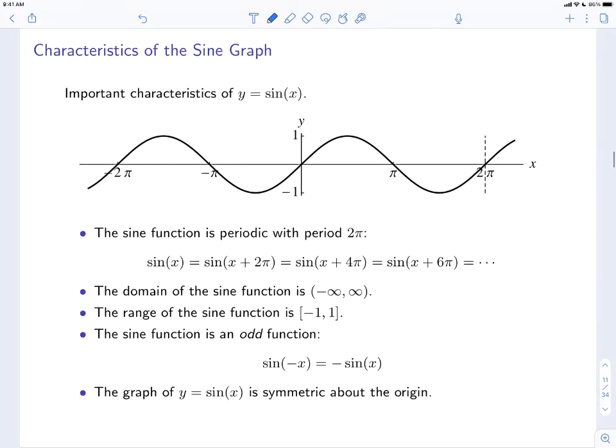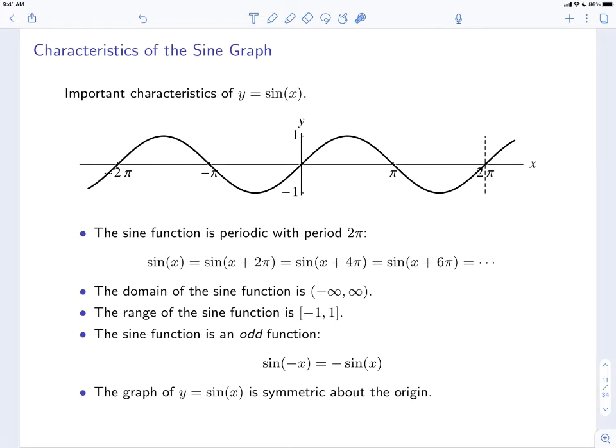Let's just look at the sine graph for a moment. Let's look at some of the characteristics of the sine graph. Well, we've already commented on some of them. The sine function is periodic with period 2 pi, so every 2 pi it repeats. You can see one period here. There's another period over here. It doesn't matter which direction you go in, it repeats. The domain is the set of all real numbers, as we mentioned, and the range is the set from -1 to 1, because you can achieve -1 and you can achieve +1, and those are the extremes.